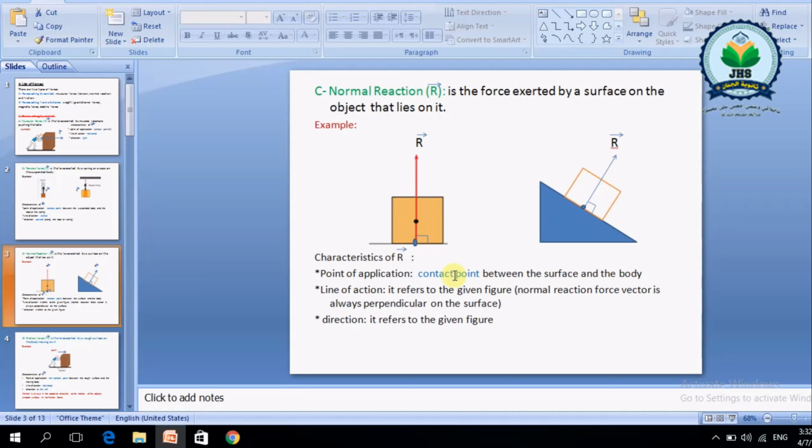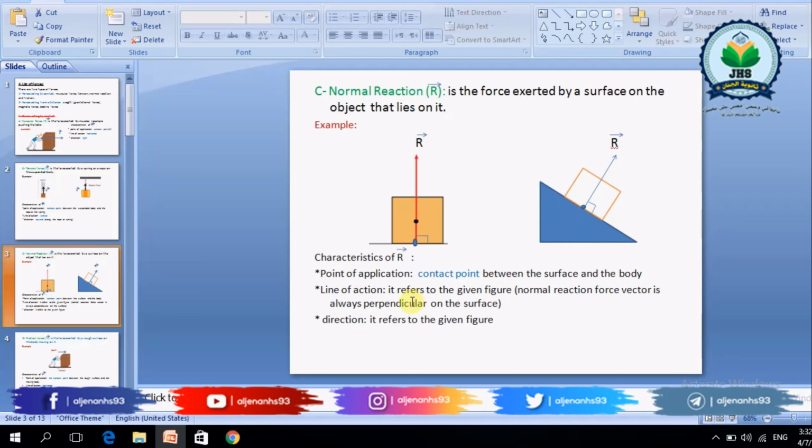Okay? We have here horizontal plane and here inclined plane. Inclined means slanted. Okay? And as you see here, the normal reaction is always perpendicular on the surface. As you see here, also the normal reaction is perpendicular on the inclined plane.